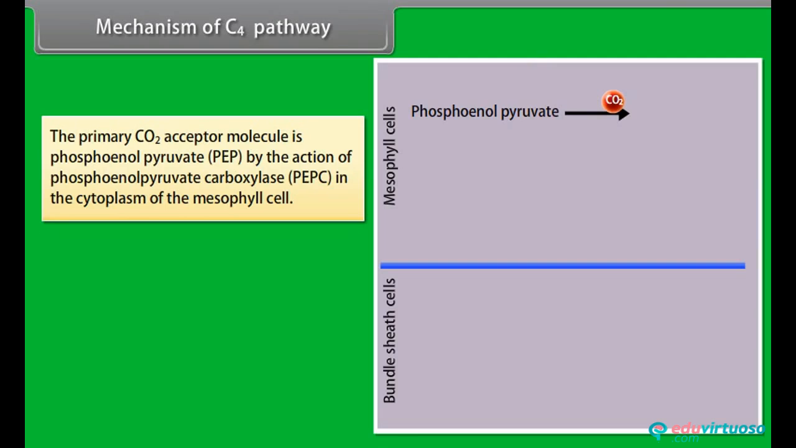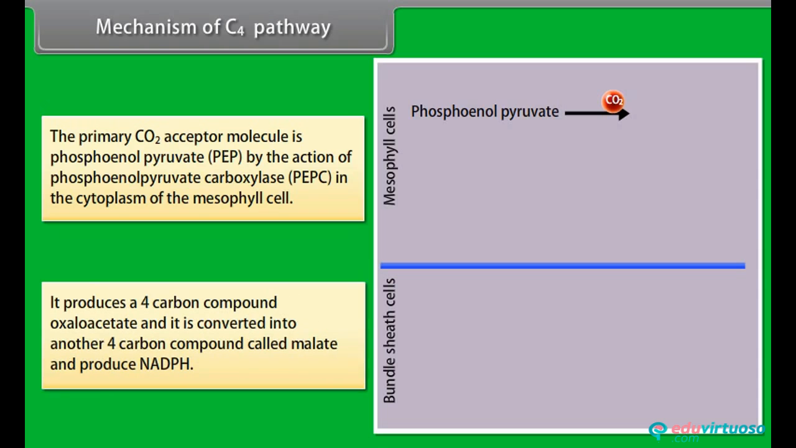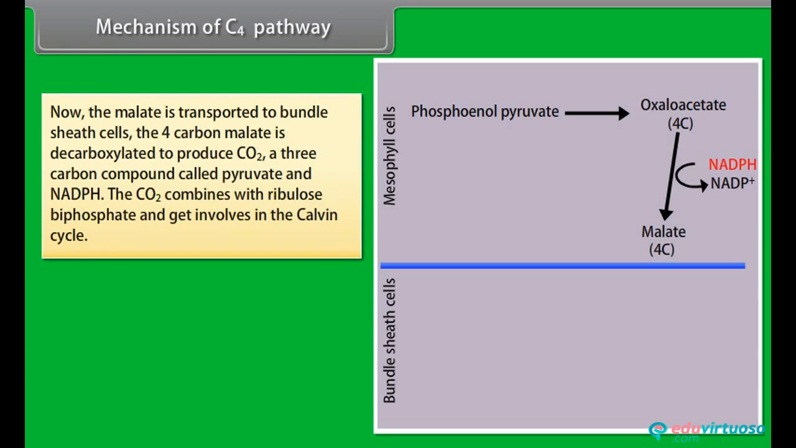Mechanism of the C4 pathway. The primary carbon dioxide acceptor molecule is phosphoenol pyruvate, by the action of phosphoenol pyruvate carboxylase in the cytoplasm of the mesophyll cell. It produces a 4-carbon compound, oxaloacetate, which is converted into another 4-carbon compound called malate and produces NADPH. Now, the malate is transported to bundle-sheath cells. The 4-carbon malate is decarboxylated to produce carbon dioxide, a 3-carbon compound called pyruvate, and NADPH.